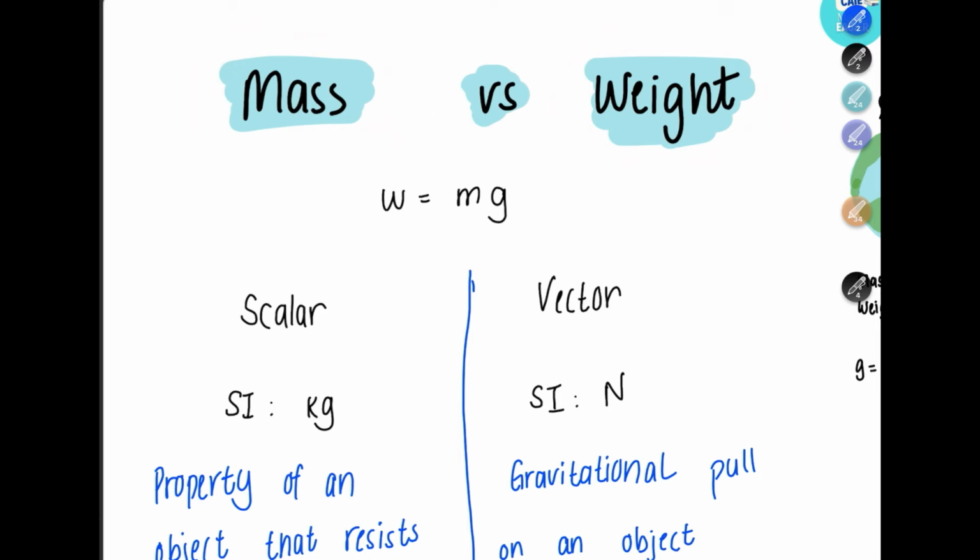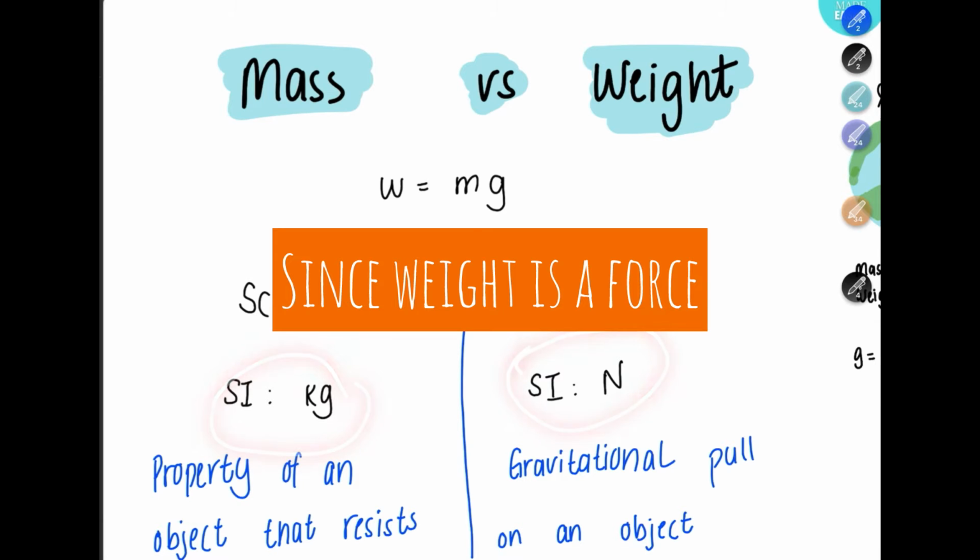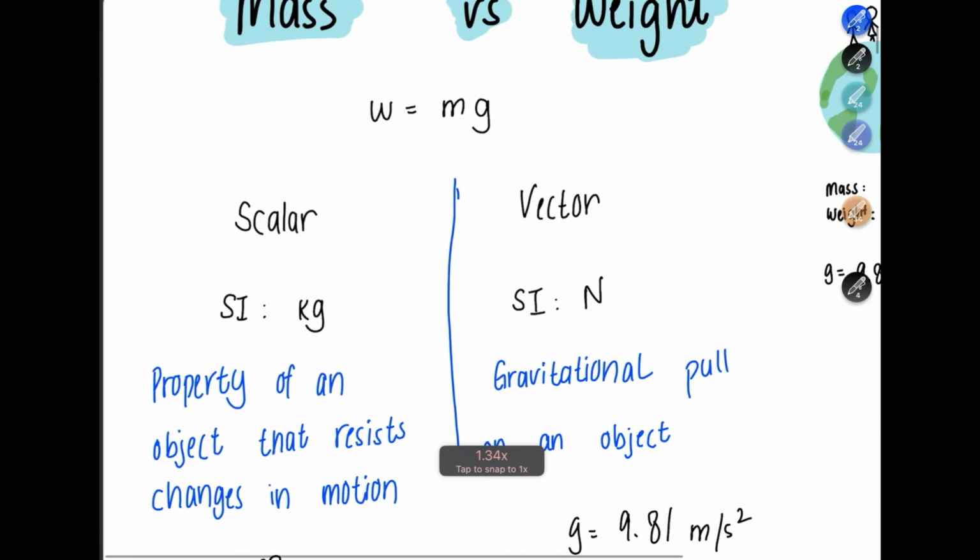Alright, let's start by reviewing the differences between mass and weight. Remember, the equation that relates both of them is W equals mg, weight equals mass times gravitational field strength. Mass is a scalar quantity. It does not represent direction, whereas weight is a vector quantity. It has both magnitude as well as direction. The SI unit for mass is kilogram, the SI unit for weight is Newton.